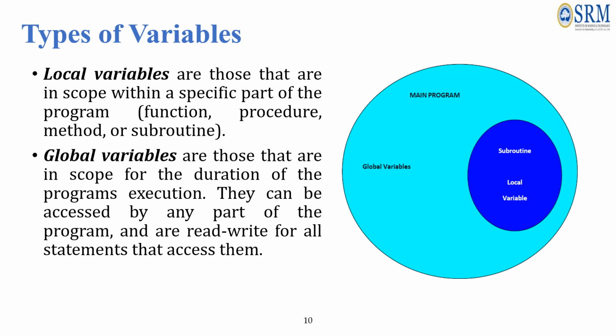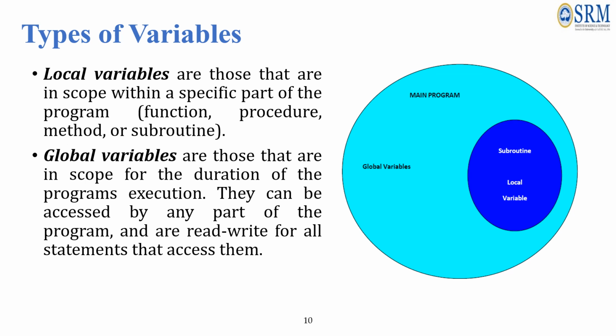There are two types of variables: local variable and global variable. A local variable is one declared inside a function or a subroutine or a method; then the scope of the variable lies only inside that particular function, subroutine or procedure. So that is termed as a local variable. So what is a global variable?